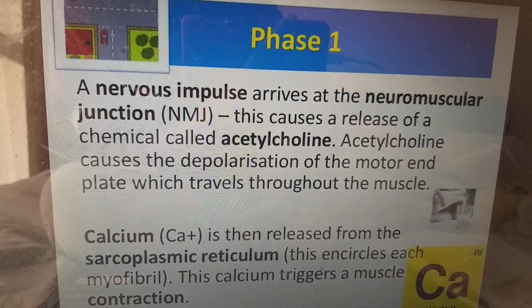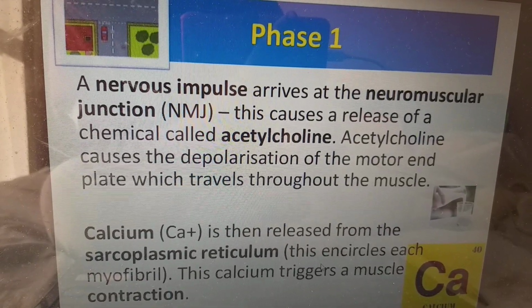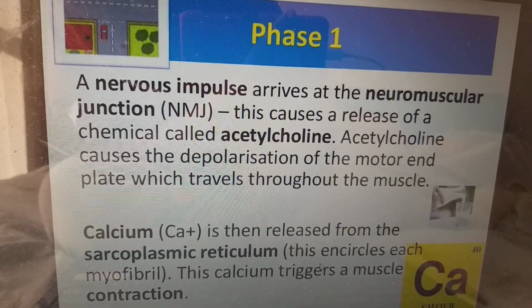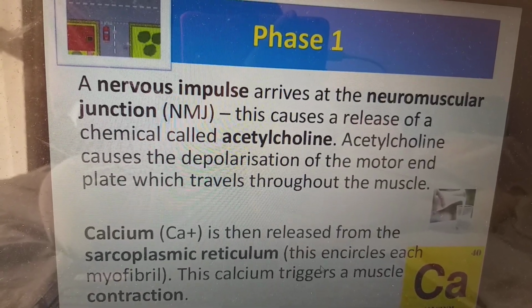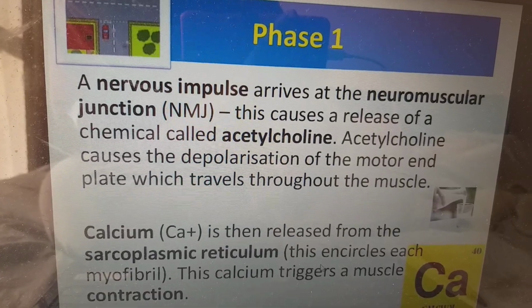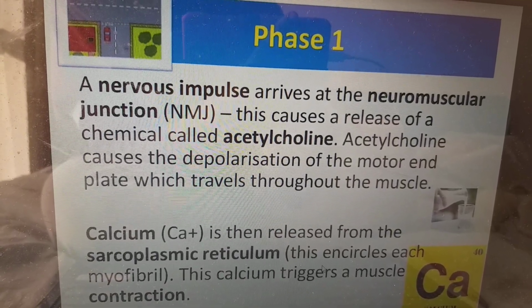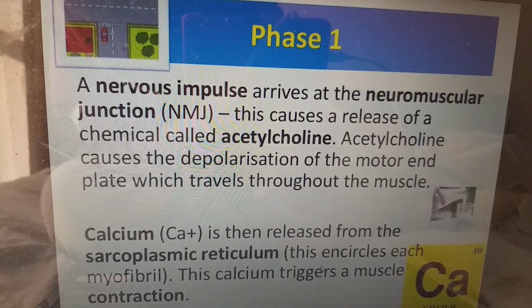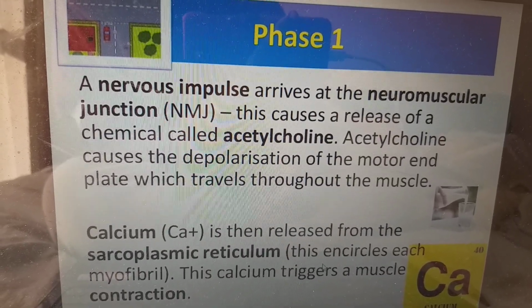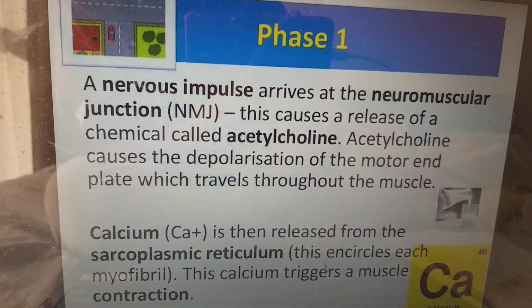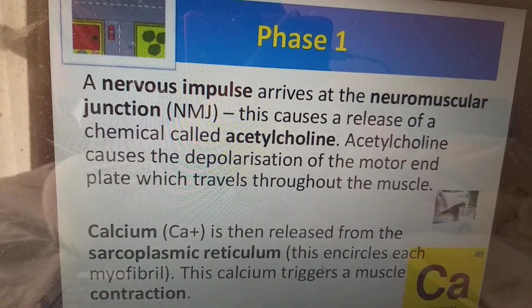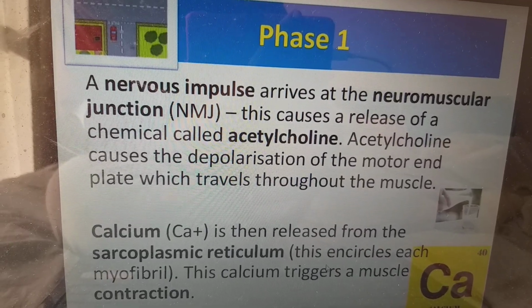The acetylcholine causes the depolarization of the motor end plate. The motor end plate is nothing but the postsynaptic membrane. In the NMJ we call it the motor end plate. If it is between the synapse of neuron and neuron, then we call it the postsynaptic membrane. To show that it is a muscle, they have given the term motor end plate, and the depolarization travels throughout the muscle. Then calcium is released from the sarcoplasmic reticulum.